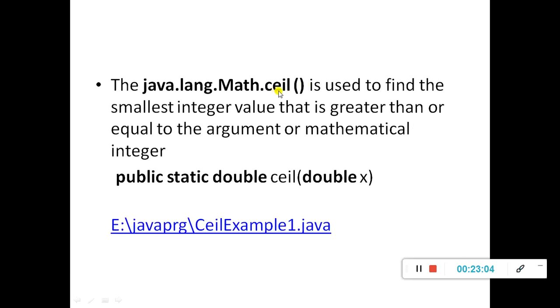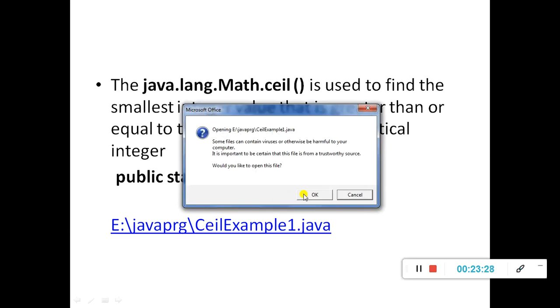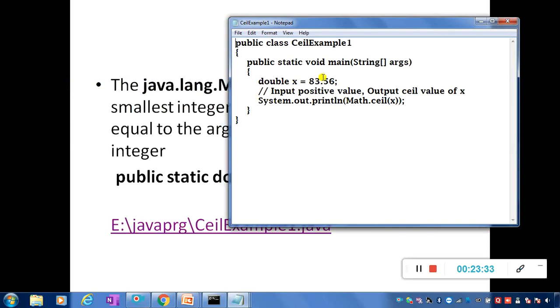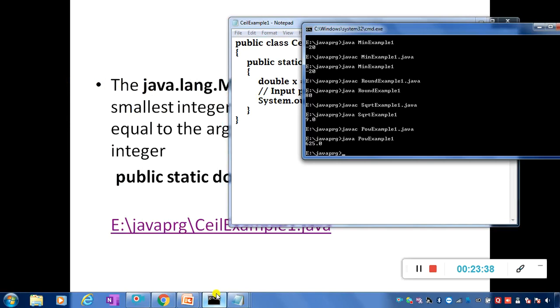Now this is the CEIL function, which is used to find the smallest integer value that is greater than or equal to the argument, or mathematical integer. So this will return the smallest integer value which is greater than or equal to that particular argument which we are passing. Now what do you mean by this? Okay, now see, this is the double variable 83.56 and I am using this method.